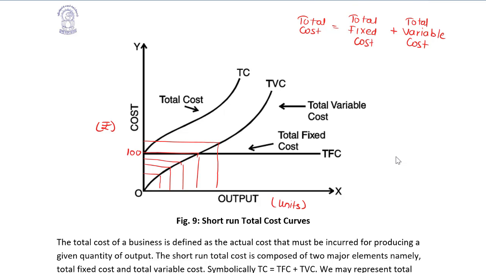This means that we have to calculate total cost, and total cost is the summation of total fixed cost plus total variable cost. So if I want to make the total cost curve, I have to start from this point, point P. From here I have to start making the total cost curve. Total cost curve can't be started from 0. I believe you understood this.